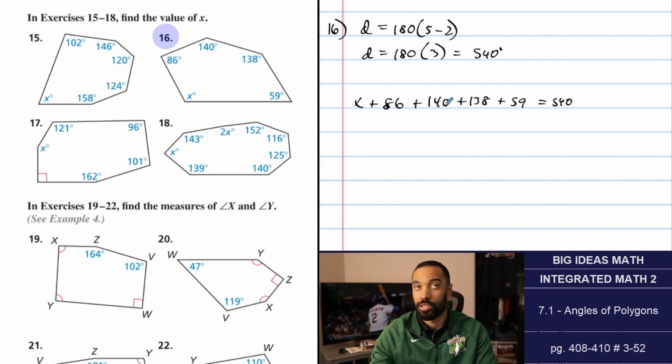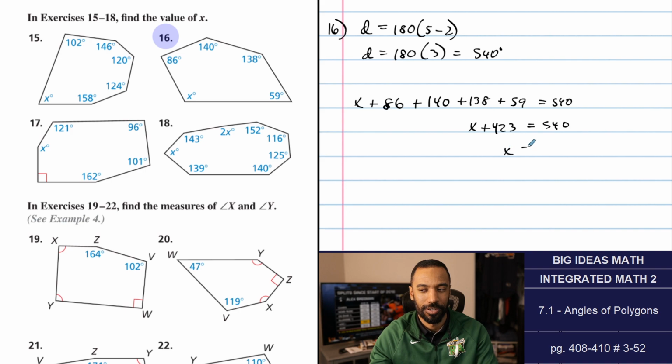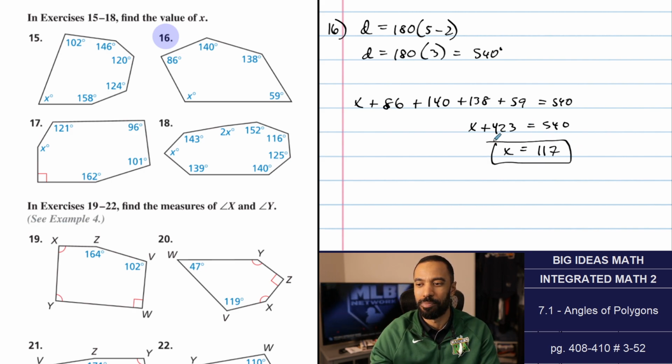86 plus 140 is 226. Plus 138 is 364. Plus 59 is 413. No. 423. Right? Uh-oh. I'm going to double check this one. 117. At least it looks like it could be 117.